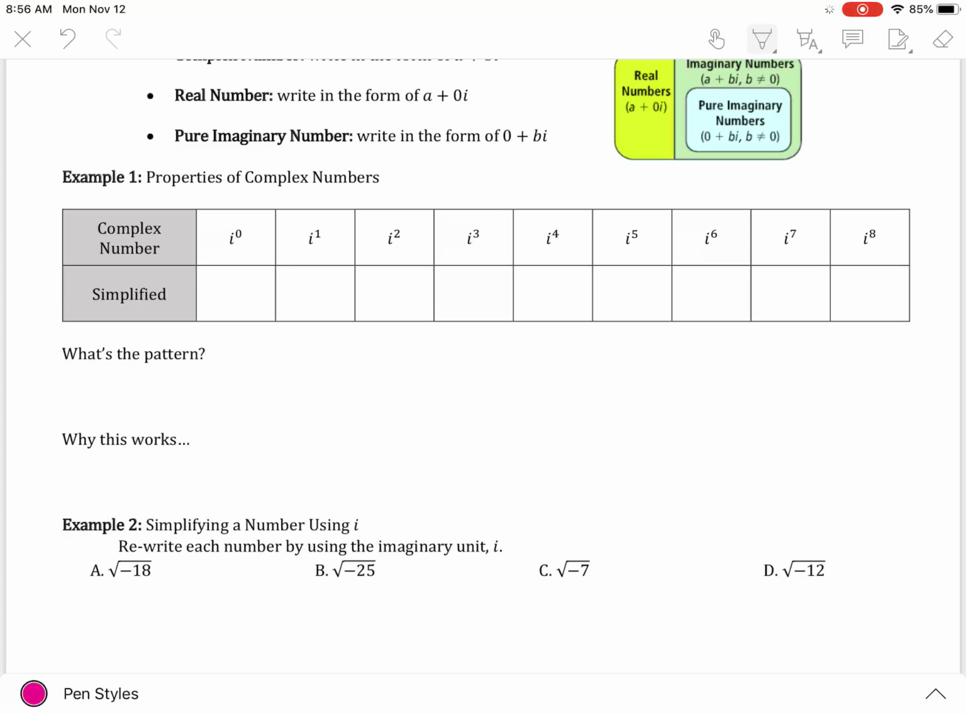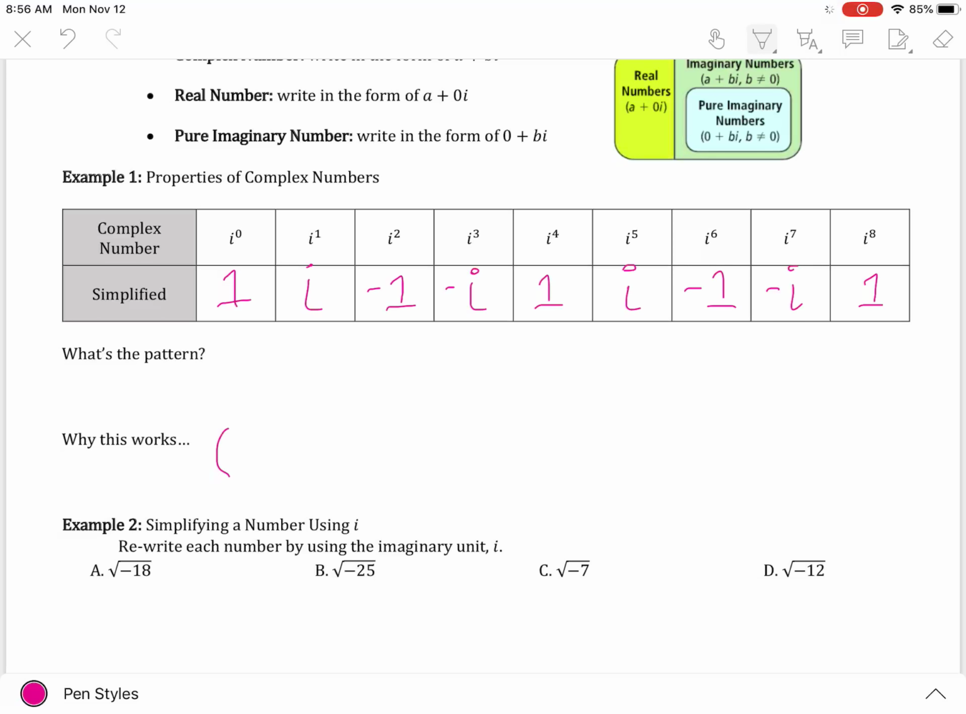Some properties of complex numbers include: i to the 0 power is just the number 1. i to the first power is just i. i to the second power is -1. i to the third power is -i. i to the fourth power is the number 1. i to the fifth power is the letter i. i to the sixth power is -1. i to the seventh power is -i. i to the eighth power is the number 1. The pattern is that every 4 numbers for the exponent, the cycle repeats.